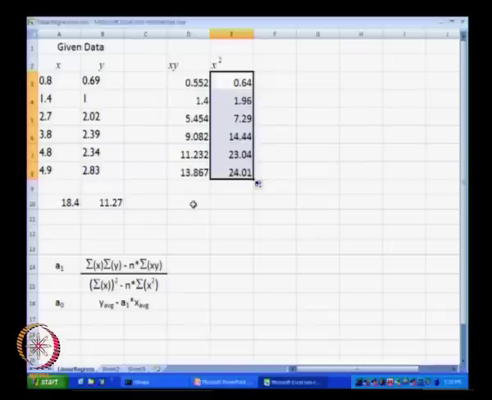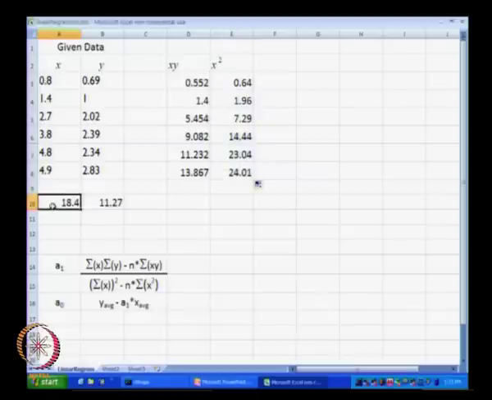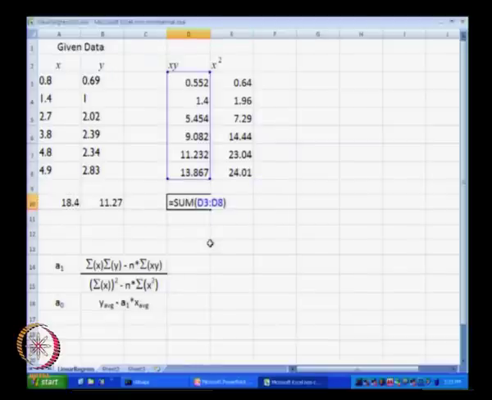Okay, and then we want to find out summation of xy and summation of x squared, and for that we will just copy this and then control C and control V over here, and we can just press F2 to verify what that is. That is nothing but summation of this particular column, which is summation of xy, and this is nothing but summation of x square.